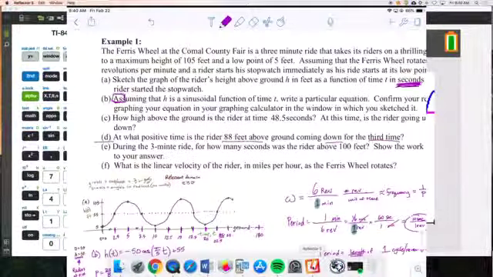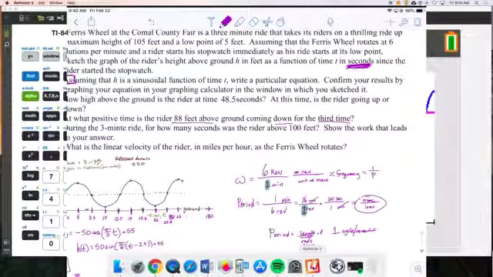And then look at this. We're going to turn it into linear velocity. What is the linear velocity of the rider in miles per hour as he goes around the outside of the Ferris wheel? We will continue on Monday.